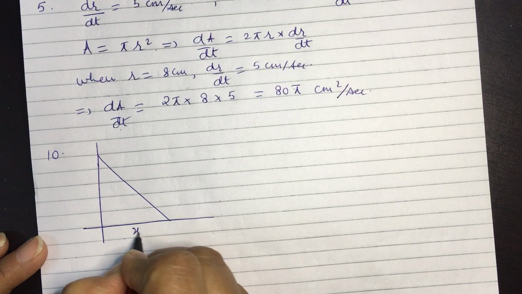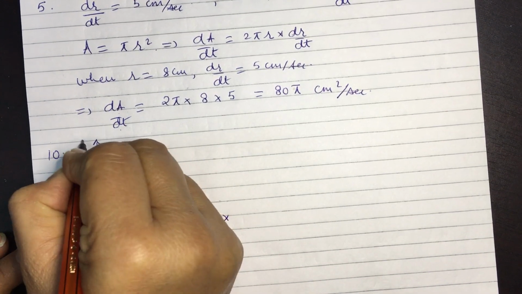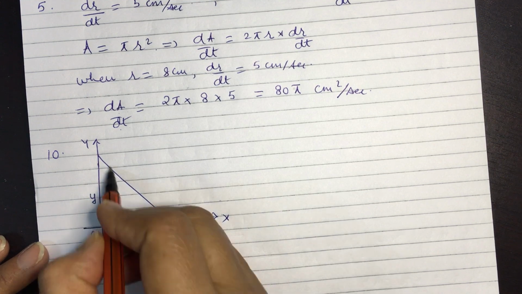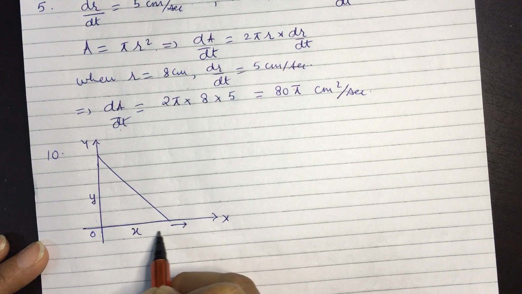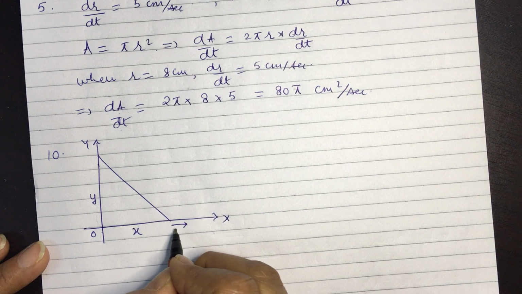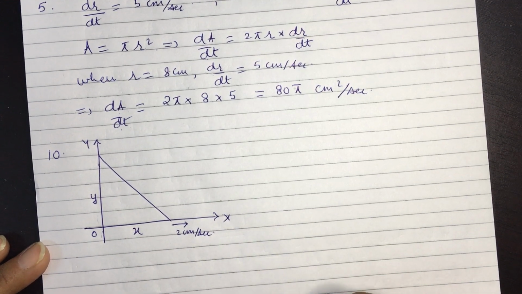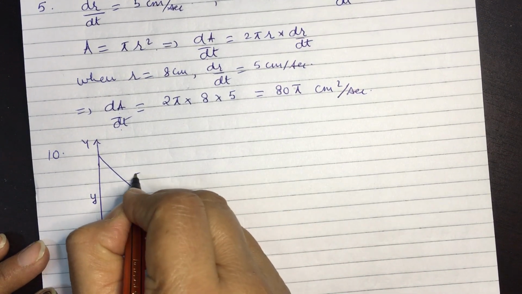So this becomes x units, this becomes y units. Suppose we are writing it as x and this as y. Now it is pulled along the ground away from the wall. So if this is the wall, it is pulled away from the wall at a rate of 2 centimeter per second. How fast is the, and the length of the ladder is given as 5 meters.